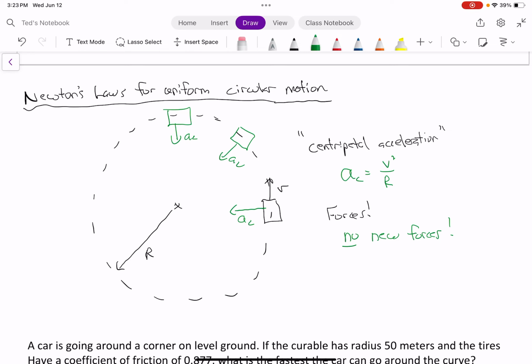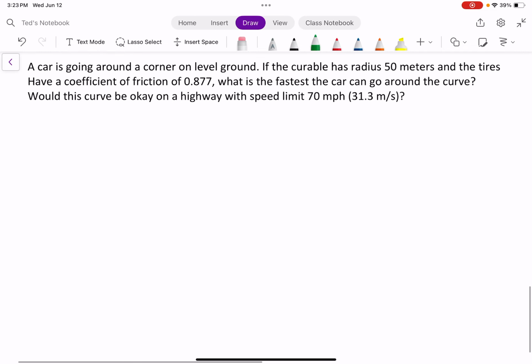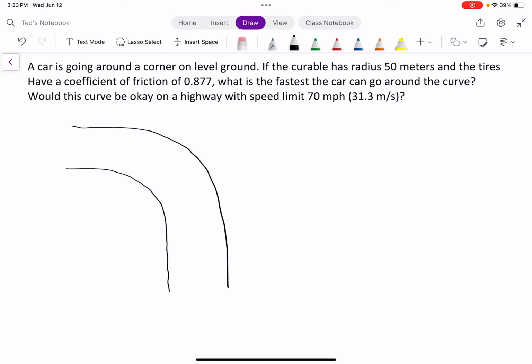All right, so with that in mind, let's look at a quick example problem. This problem says a car is going around a corner on level ground. So I'm going to imagine what that looks like from above. Here's my road, and here's my car, and here's the center of the circle. So the car is going around a corner on level ground.